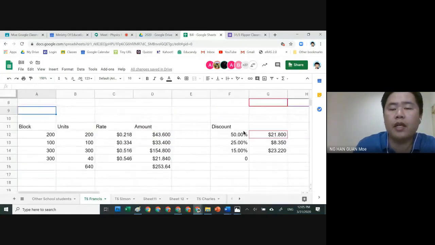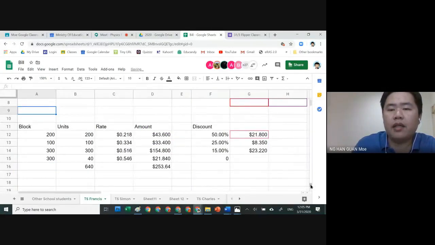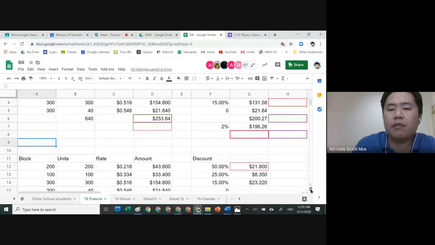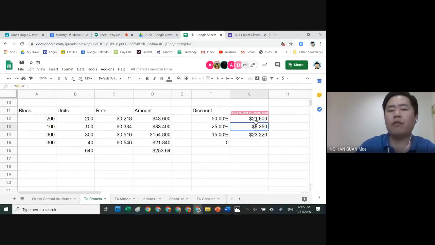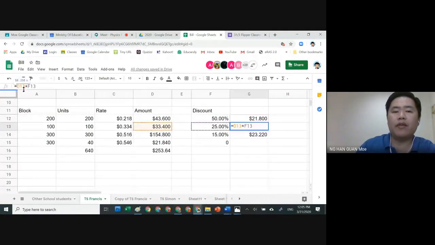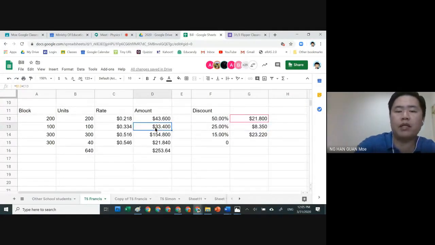Okay, here. This 8 ringgit and 35 cent is the 25% amount. It's not what you have to pay. So you have to minus, okay? So this amount, you have to use the original here, minus it.